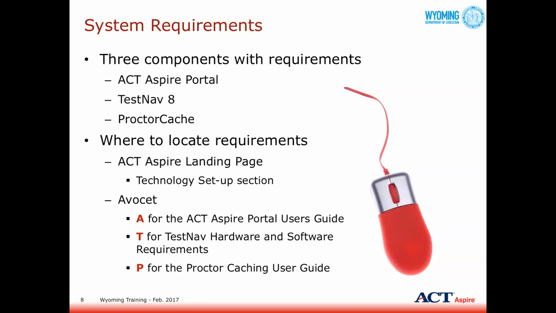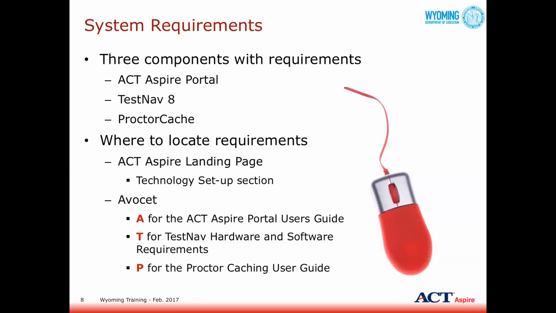The requirements are all on that landing page that I mentioned, actaspire.pearson.com, underneath that technology section. And then we also have a lot of these references listed on the Avizit site, and if we put a little acronym on here to make it a little more user-friendly, it is ATP. That means when you go to Avizit and you click on the A, you can look for the ACT Aspire Portal Users Guide that helps the administrators and the technologists with any questions about how to use the actual portal itself. And again, that's under the A section.